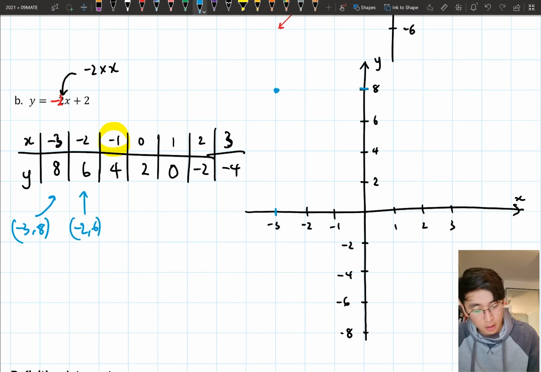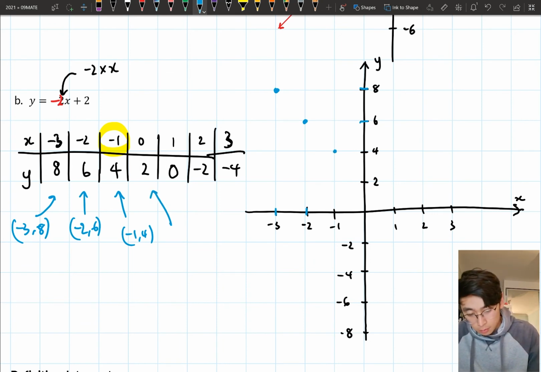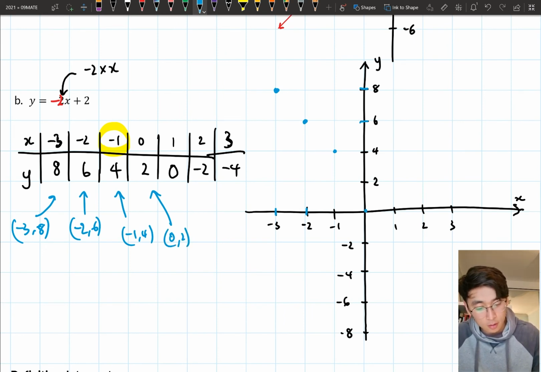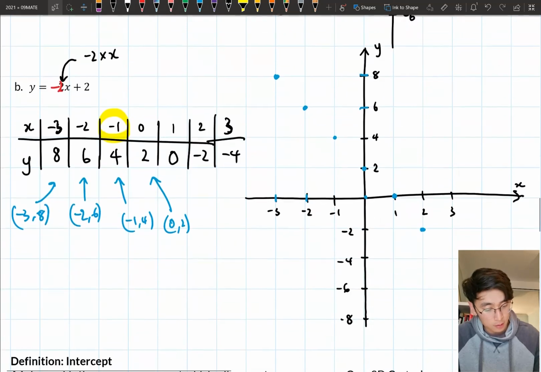And so here I'm going to go to negative 2, I'm going to go to 6, line them up, got a point there. Next one is negative 1, 4. So negative 1, 4 is over here. Excellent. Next point is 0, 2. 0 is over here on the x coordinate, and then 2 is over there, x axis. And then next one is 1, 0, which is down here, 2, negative 2, and 3, negative 4.